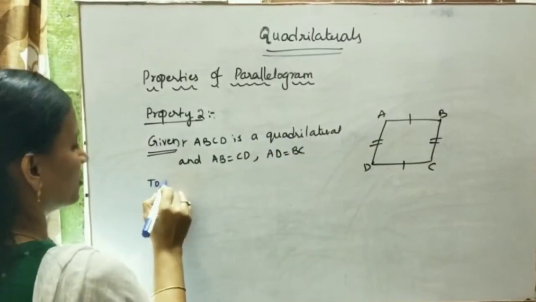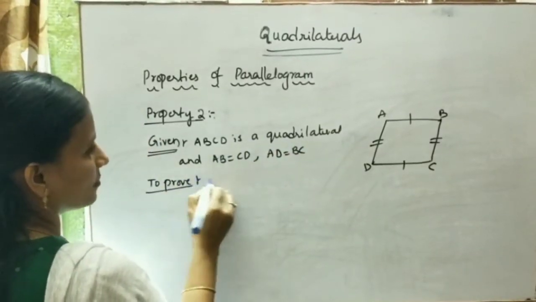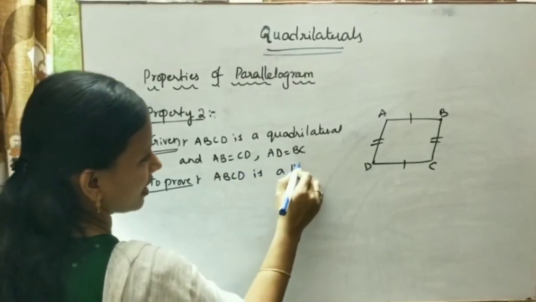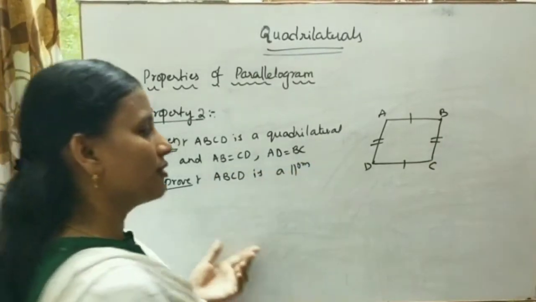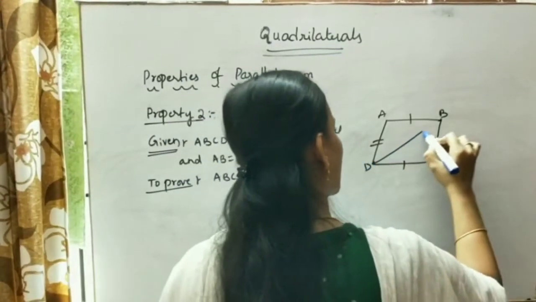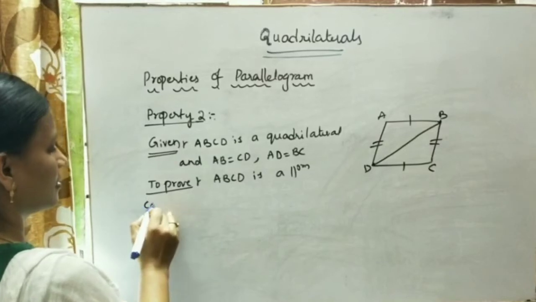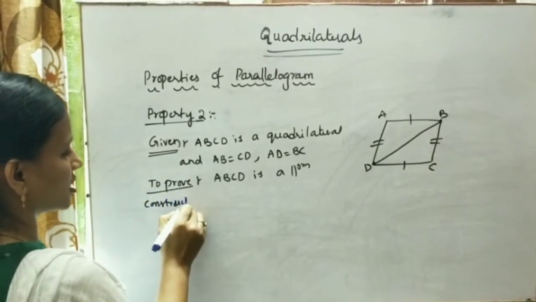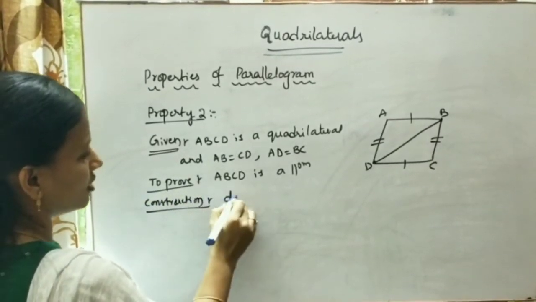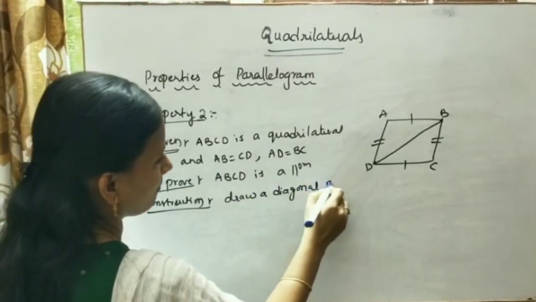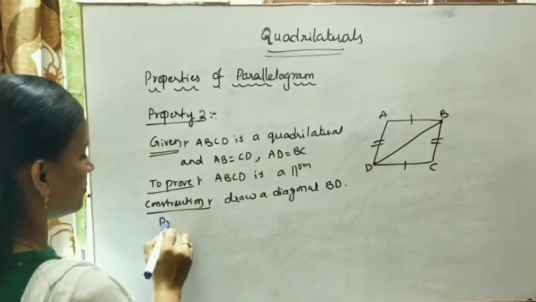So we have to prove ABCD is a parallelogram. Okay. For this also we have to draw a diagonal. Construction: draw a diagonal BD. Proof.